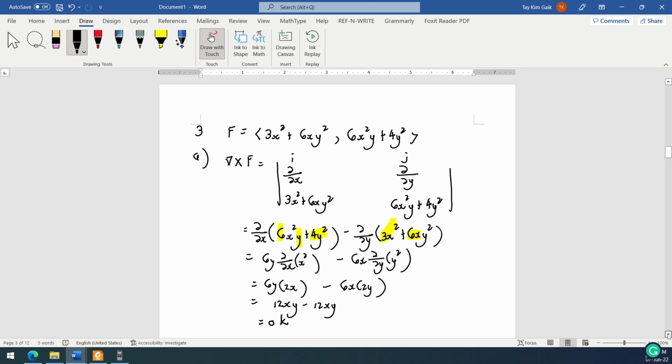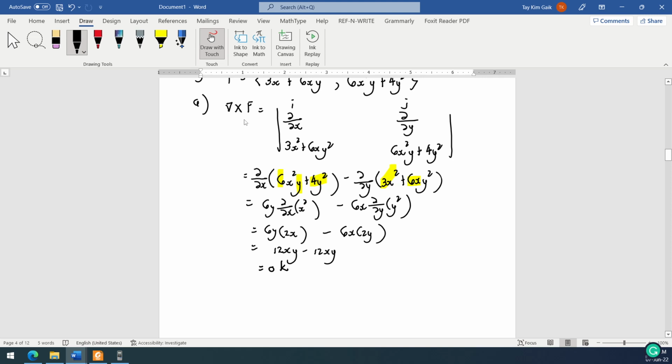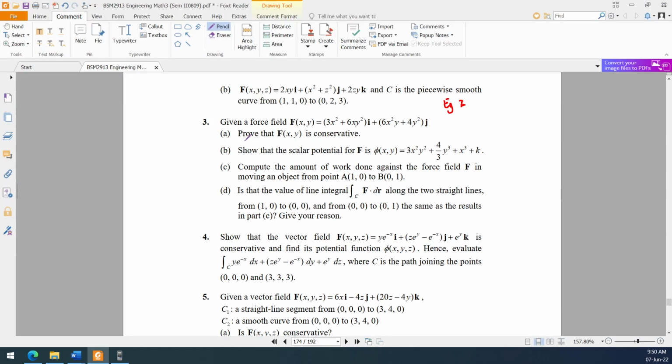Because i cross j gives k, the curl of F gives the 0 vector. Since del cross F is the 0 vector, thus F is conservative. Question A, prove that F is conservative. The proof is to show the scalar potential function phi. They give you the phi there, you just need to show you obtain this answer.